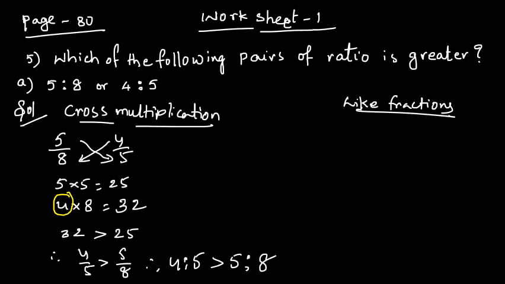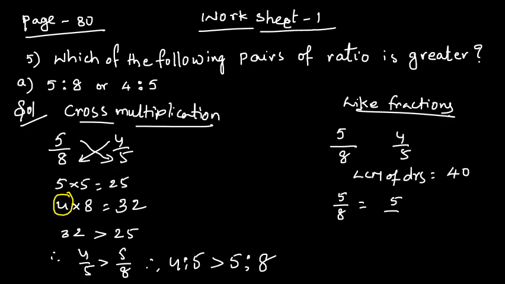What is that other one? 5 is to 8. You can write it as 5 by 8 and 4 by 5. LCM of the denominators 8 and 5 is 40. So take the first fraction 5 by 8. To get 40, the denominator 8 is to be multiplied with 5. So multiply the numerator and the denominator with 5. We will get 25 by 40. And the other one is 4 by 5.